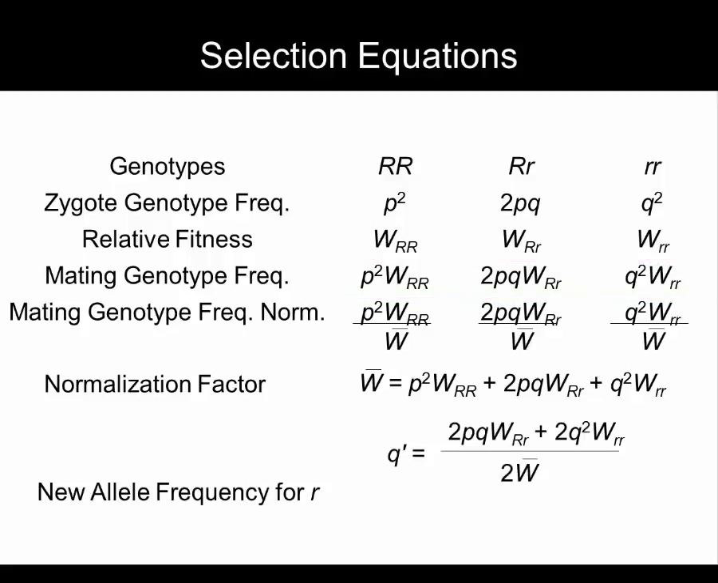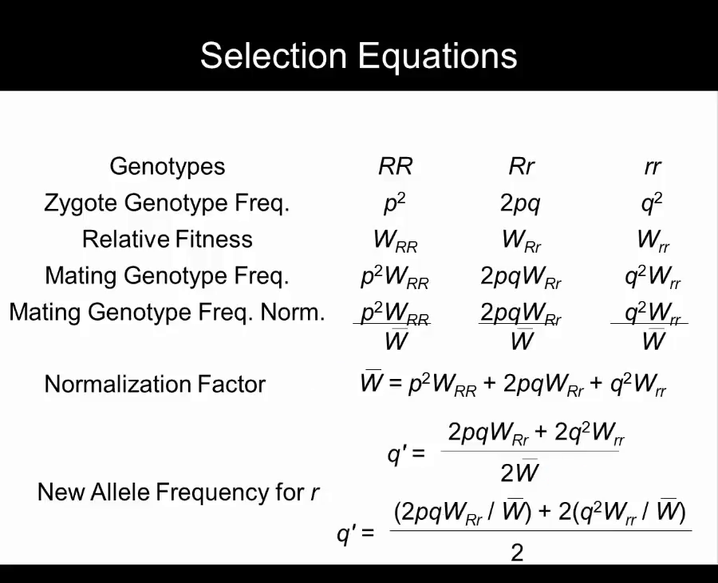For our new allele frequency, we'll use the term q prime to distinguish it from the initial allele frequency. It will still be the heterozygous frequency plus 2 times the homozygous recessive frequency divided by twice the total genotype frequency, which is the same as the normalization factor we just calculated. Alternatively, we just said that the total genotype frequency for our normalized values is 1, so we can just use the normalized heterozygous frequency plus 2 times the normalized homozygous recessive frequency divided by 2.